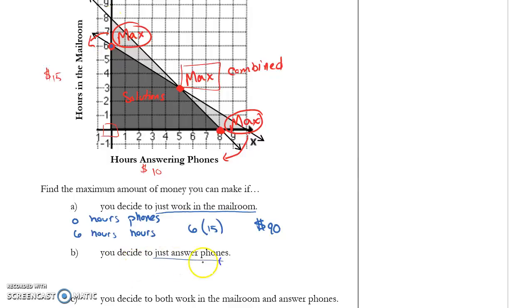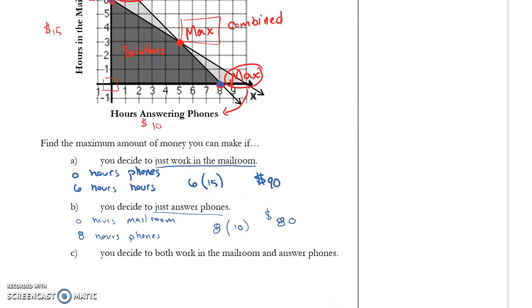If you decide to just answer phones, that means 0 hours in the mailroom. That's the maximum answering phones is now 8 hours. Now you can work 8 hours in the mailroom or on phones. So you're working 8 hours on the phones, because that's all you can work is a maximum of 8 hours, but they can only pay you $10 an hour. So you're working 8 hours, but you're only getting $80. Whereas if you do the mailroom, you can only work 6 hours, which is less than what you wanted, but they'll pay you $10 more.